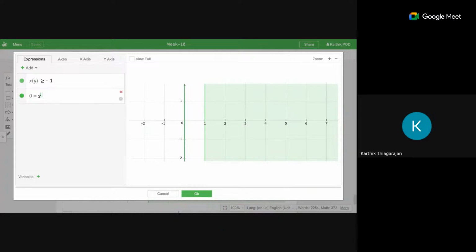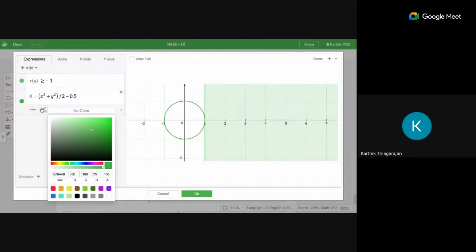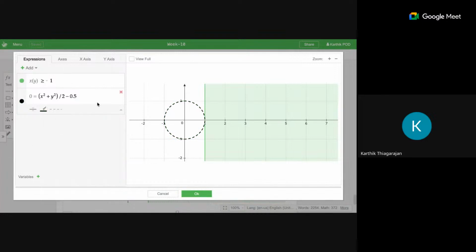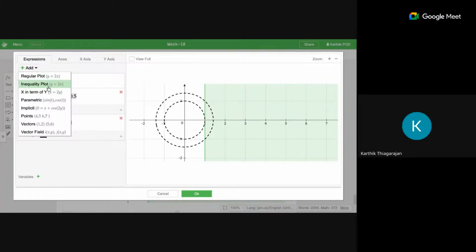So you can draw the contours of the bowl. So in this case, it's x square plus y square by 2, right? So minus 0.5 is the minimum. So this is like one contour. We make it black. This is the contour where it is minimum. Okay, so I'll draw two more contours. One is where the function's value is bigger. So this is where it is bigger. Let's make it black dotted, and I'll draw one where the function's value is slightly smaller.